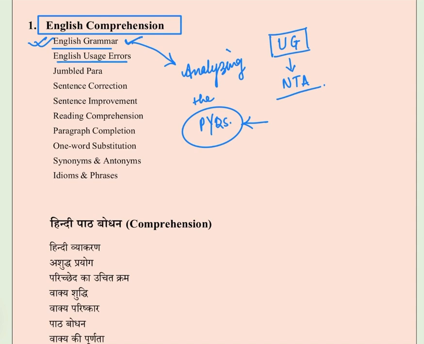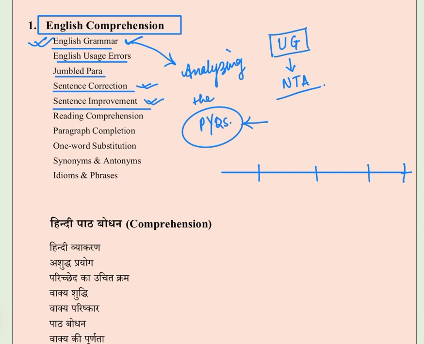Second thing is English usage errors. Basically it is like error finding or replacing the errors with the right ones. Third one is jumbled para, which you already know. A complex statement is given, but that statement is divided into three or four parts, and those parts are jumbled. You have to place them in the right chronology, in the right formation of a sentence. Fourth one is sentence correction, or sentence improvement. If there is a grammatical error, then you have to correct that statement.